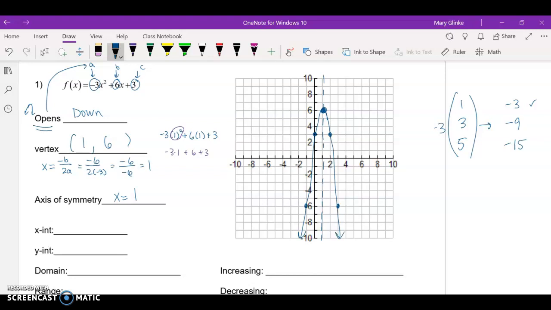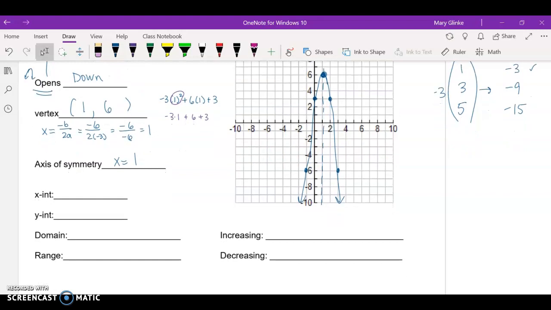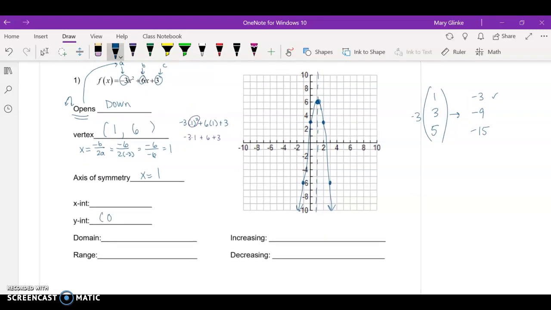Once I have my graph, I then can answer all of the other questions here. My y-intercept is 0, 3, and your y-intercept should always match your constant, because if you plug in 0 for your x values, you get that constant back out. Your domain here should be -infinity to +infinity. Your range is -infinity to 6 with a bracket. Increasing starts on the left for forever and stops here when x is 1. So it's -infinity to 1. And then it starts decreasing when x is 1 and it goes to the right for forever.